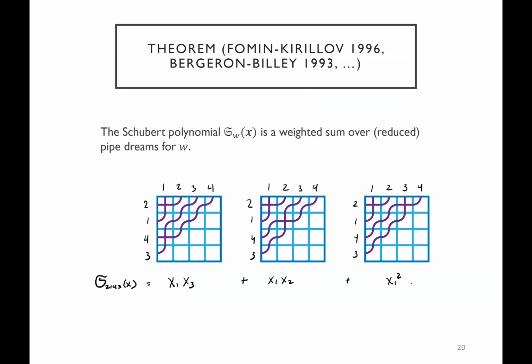So the theorem, I'm putting a few names. Really, I could put a lot of names, various guises of this written in various formulations, but the theorem of Fomin-Kirillov and Bergeron-Billey really put them in this grid format. That is, the Schubert polynomial is a weighted sum over reduced pipe dreams for w. So reduced again in the same sense that pairwise pipes cross at most once. And here I've written down these 3 objects, and if you remember the weights from before, they line up.